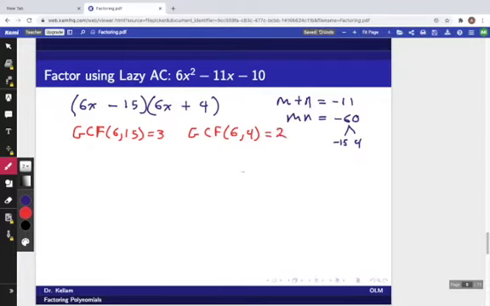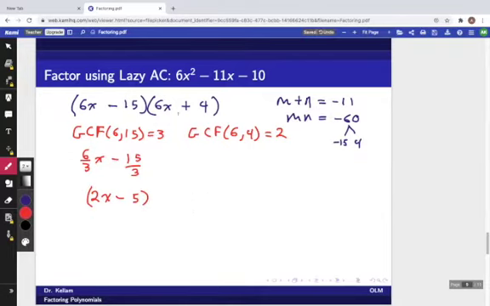So what I'm going to do is divide this first set of parentheses. I'm going to divide each of these numbers by 3. So that would be 6 divided by 3 times x minus 15 divided by 3. But 6 divided by 3 is just 2x, and 15 divided by 3 is just 5.